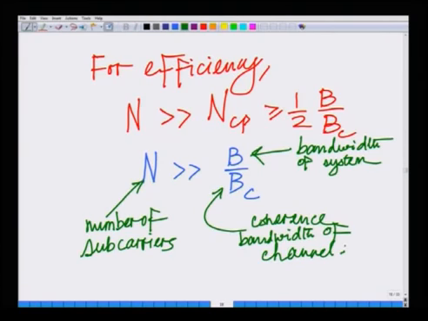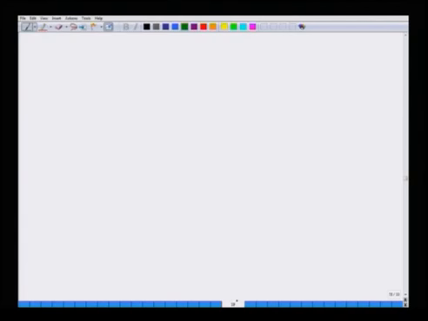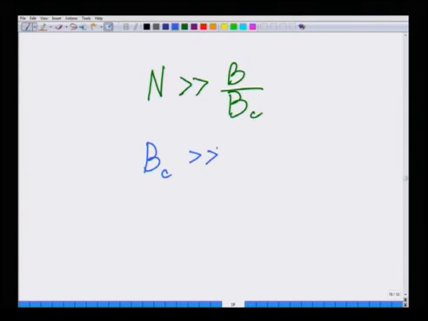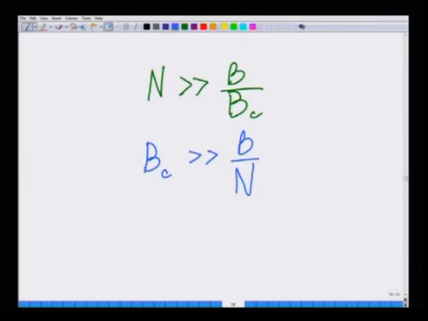This is the coherence bandwidth of the channel. N is much greater than or equal to B over BC, and now I have something very interesting. So I look at N much greater than B over BC, I rearrange these terms, which means taking BC to the left, I can write this as BC is much greater than B over N, and this is a very interesting result. This is the coherence bandwidth, it's much greater than B over N.